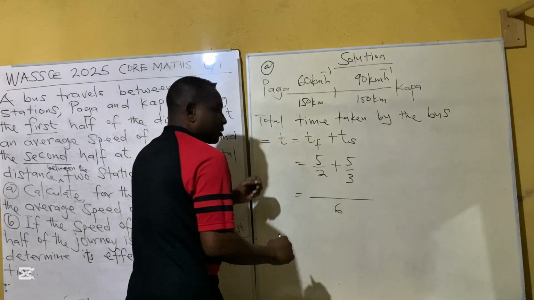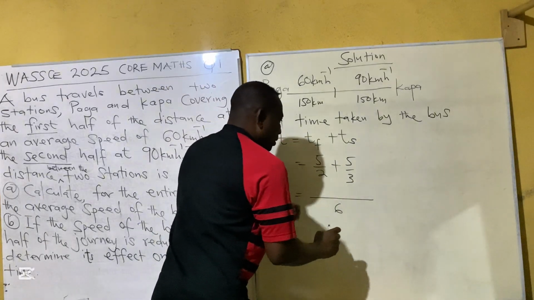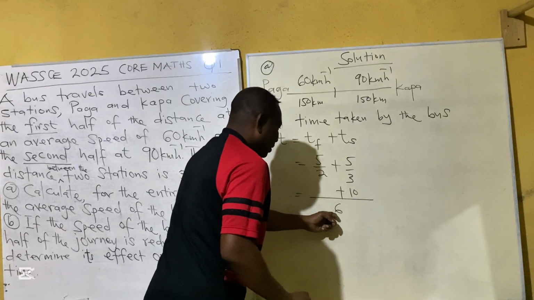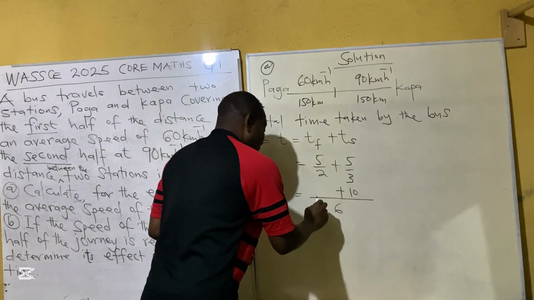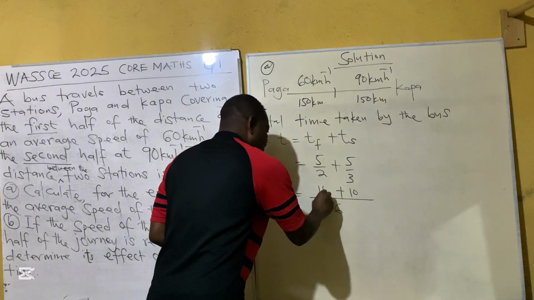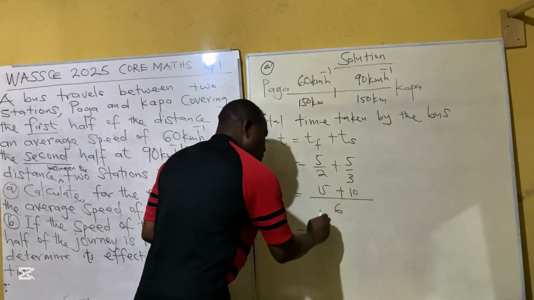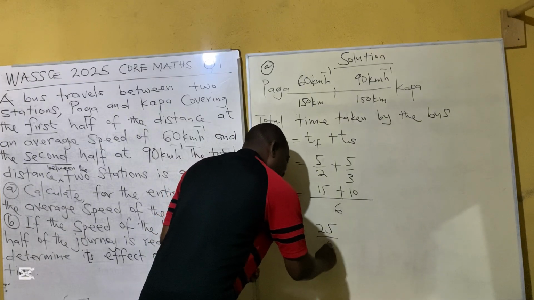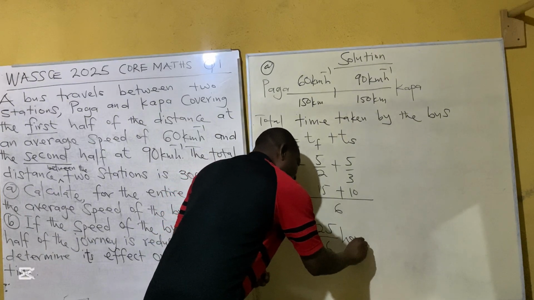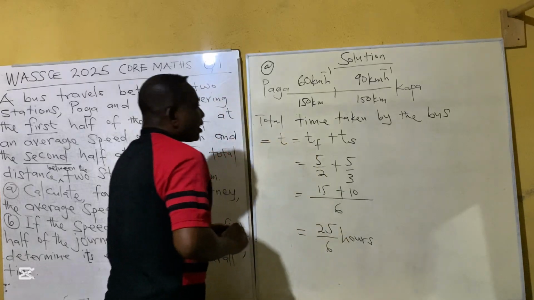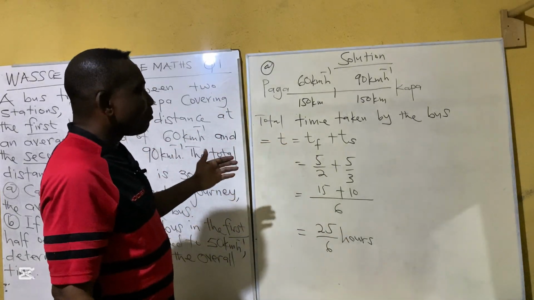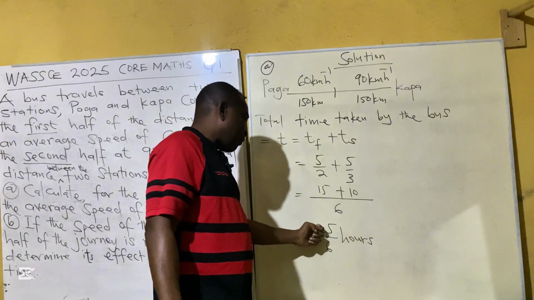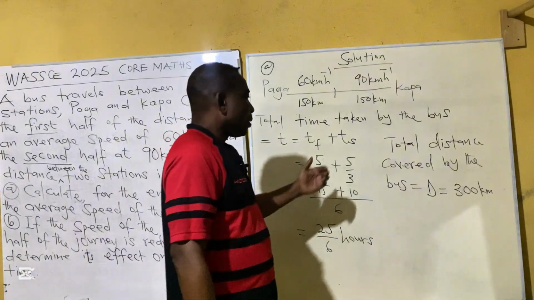3 goes into 6, 2. 2 times 5, 10. Plus 2 goes into 6, 3. 3 times 5, 15. So you add the numerators, it gives us 25 over 6 hours. So the total time taken by the bus to complete the entire journey is 25 over 6 hours.